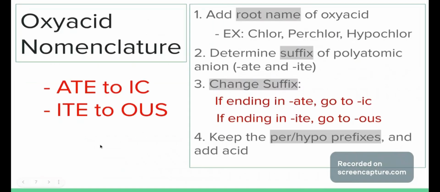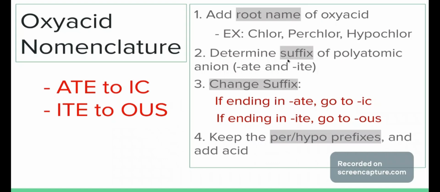And then oxyacids are a bit more complicated. So first you're going to add the root name of your oxyacid. Usually, up here you see number 1 here, you have chlor, perchlor, hypochlor. This is for all the names of chlorate, perchlorate, perchlorite, hypochlorite. And you're going to take out the root name just like binary acids. And then next, you're going to determine the suffix of the polyatomic anion.